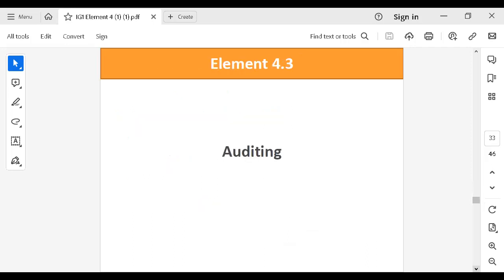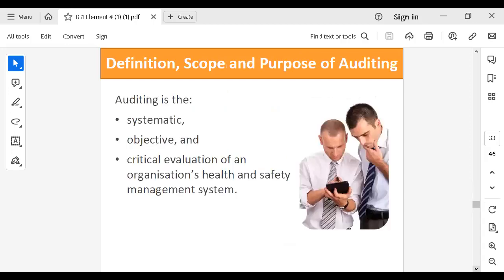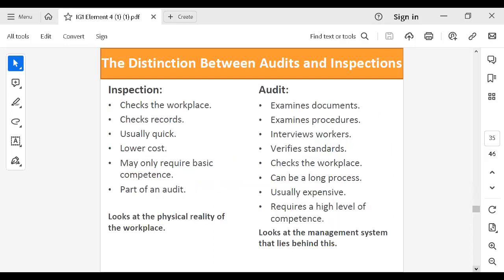Then the next section we will discuss is auditing. So what is auditing? Definition, scope, and purpose of auditing. Auditing is the systematic, objective, and critical evaluation of an organization's health and safety management system. We will analyze, systematically check, and critically check the organization's health and safety management system during the audit.